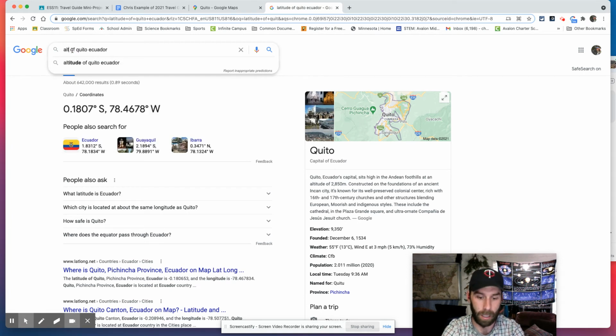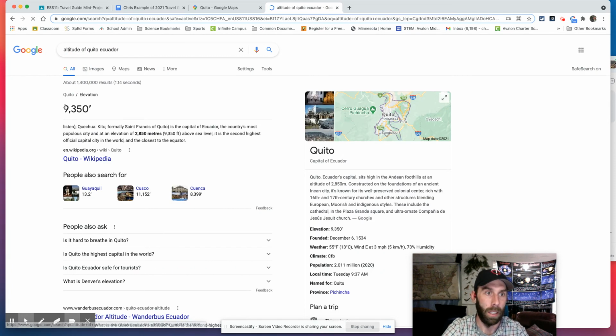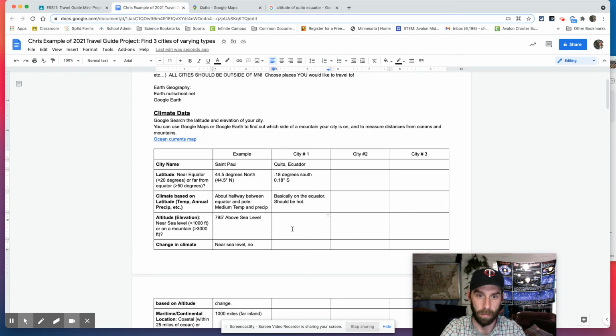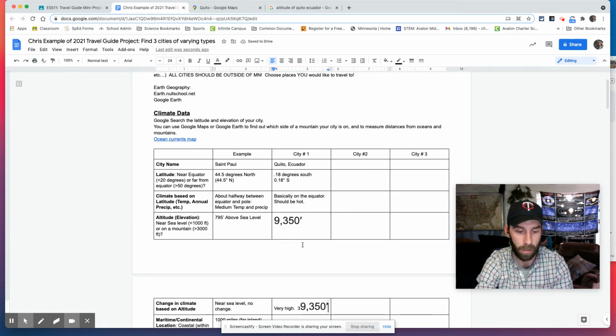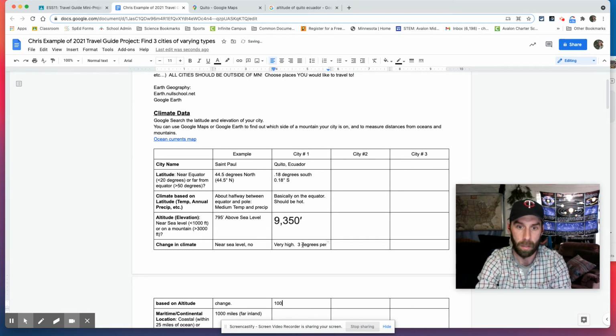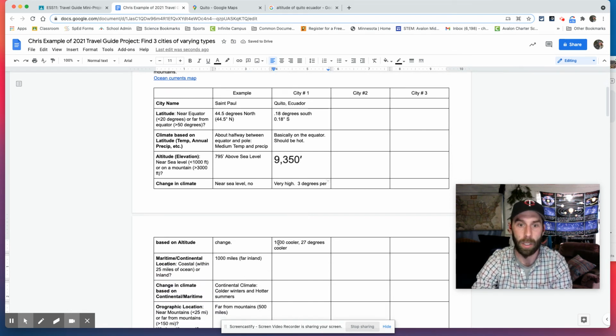Next thing I want to find out is what is the altitude of Quito? So instead of latitude, I want altitude. Oh my gosh, Quito, Ecuador is at 9,350 feet. Okay, it is very high, right? If you remember from your notes last week, as you go up, it should be cooler. So 3 degrees per 1,000 feet. It should be 9 times 3, 27 degrees cooler. So since it is at high altitude, it should be cooler.